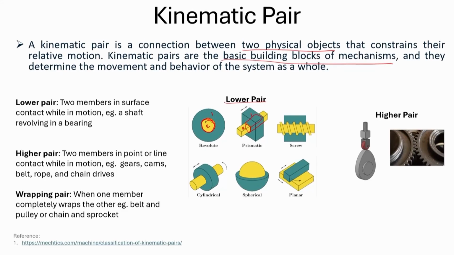There are 6 different types of lower pairs. The revolute joint is one, the prismatic is the other, screw is the other, and then the cylindrical, spherical and planar. Also, if you look at it, the revolute joint is going to give you only 1 degree of freedom, prismatic joint is also going to give you 1 degree of freedom. Screw joint is something interesting, that even though there will be a rotation and a translation, they are related to each other. So, hence you are going to get only 1 degree of freedom.